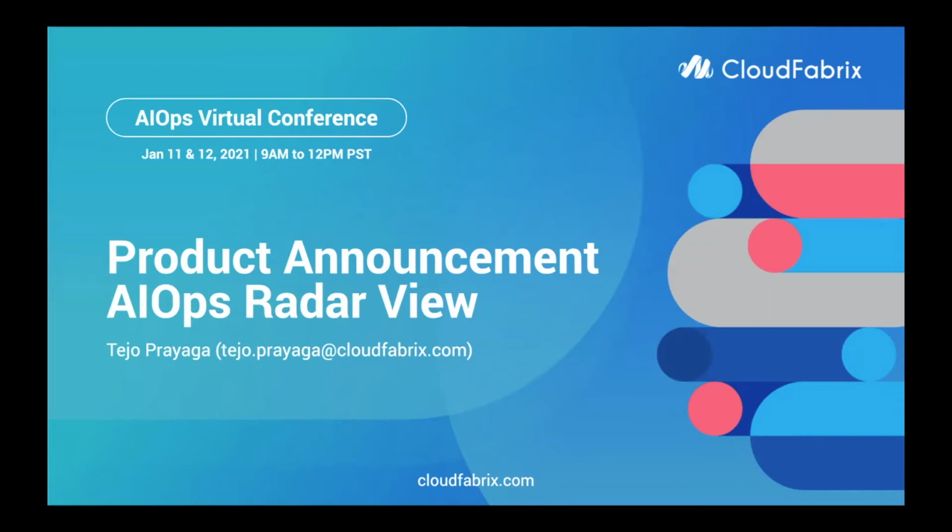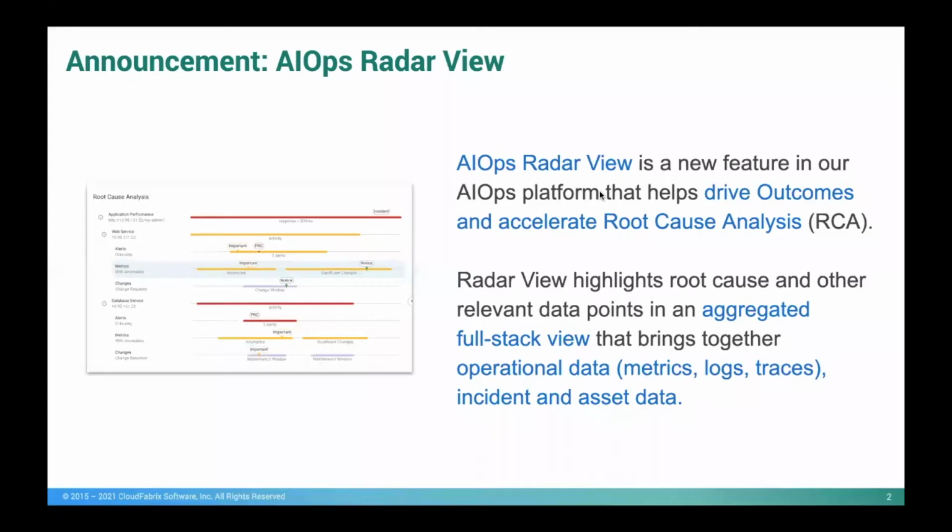In this session, I'm going to briefly talk about Radar View. So, what is Radar View? It is a latest feature within our AIOps platform that helps track outcomes and helps accelerate root cause analysis. Radar View highlights root cause and other relevant data points using an aggregated full stack view that brings together operational data like metrics, logs, and traces. And along with it, it also presents incident and asset data.